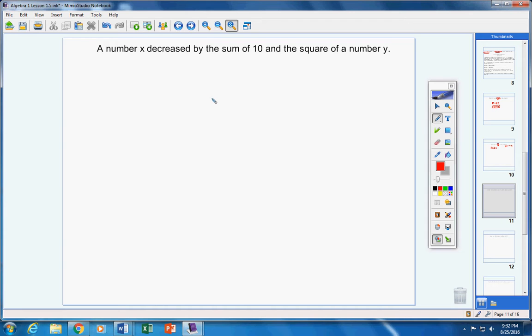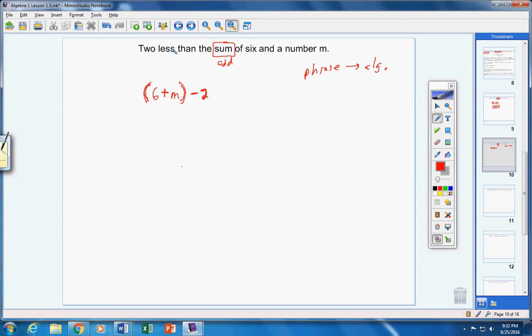All right, now let's take it left to right like we're reading a book. A number x is decreased. Now, when it says 2 less than something, that means you're making something become 2 less. You're subtracting 2, you're minusing 2.